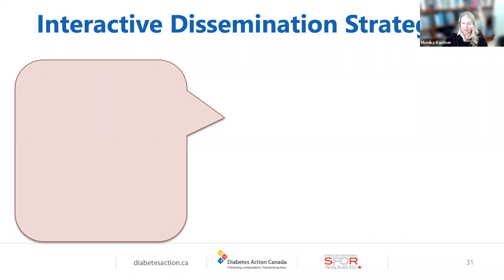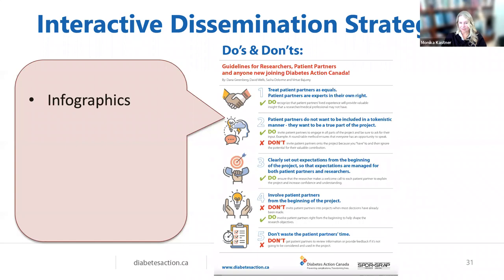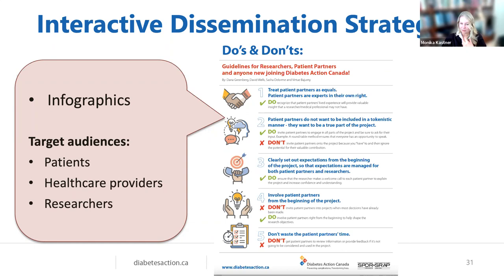So for example, infographics, and this is a perfect example that Diabetes Action Canada just recently developed, the do's and don'ts of engaging patient partners in research. This is a fantastic example of how co-creating a product like this could have such a huge impact, not just on patient partners, but healthcare providers and researchers. So this is a really great example of that fantastic collaboration that you can have of co-creating something with your knowledge users. And it's a very effective way of getting that information across.